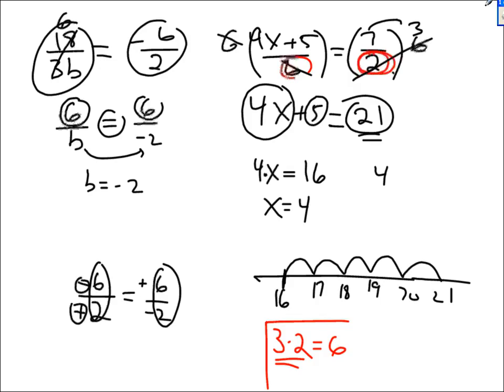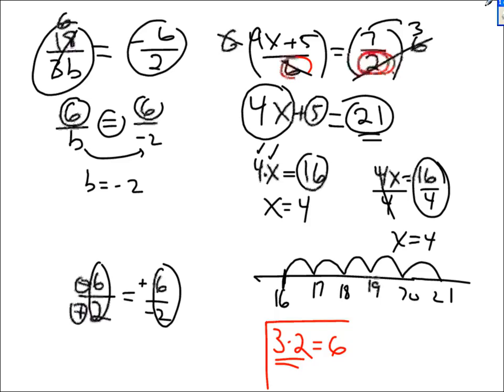Now, a lot of you, not all of you, were taught to divide by 4, which works. But 16 divided by 4 is not nearly as simple a question as 4 times what is 16. You memorize your times table. Most of you didn't memorize division tables. Personally, I've never seen a division table. To solve these rational equations, we multiply by the LCD.